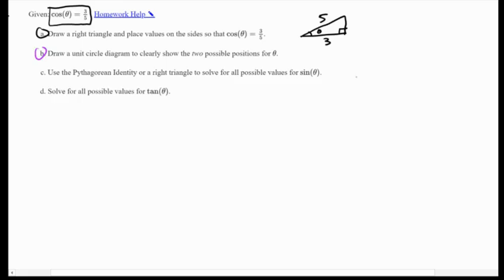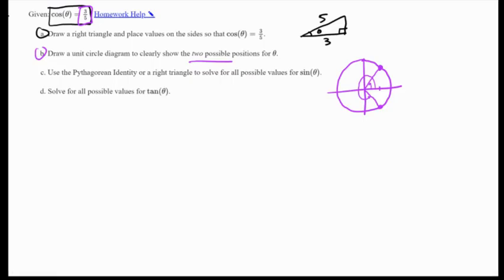For B, it says draw a unit circle, which is easy enough, to clearly show the two possible positions of theta, or of our angle. Well, if cosine of theta is 3/5, cosine represents the x value on the unit circle. There are two spots on the circle that the x value is 3/5, the one on the top here and the one on the bottom. And so if I was to show the two different angles, I would show the first angle, which is in quadrant 1, and then the second angle, which is in quadrant 4. So there's really two possible answers on the unit circle here.